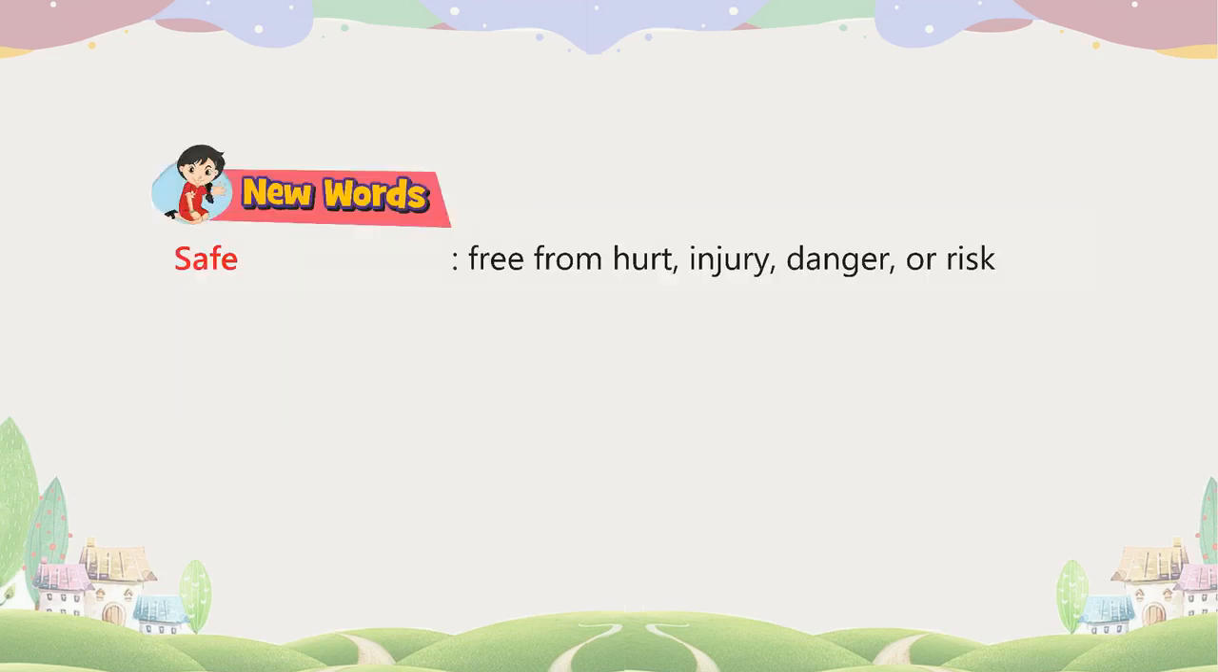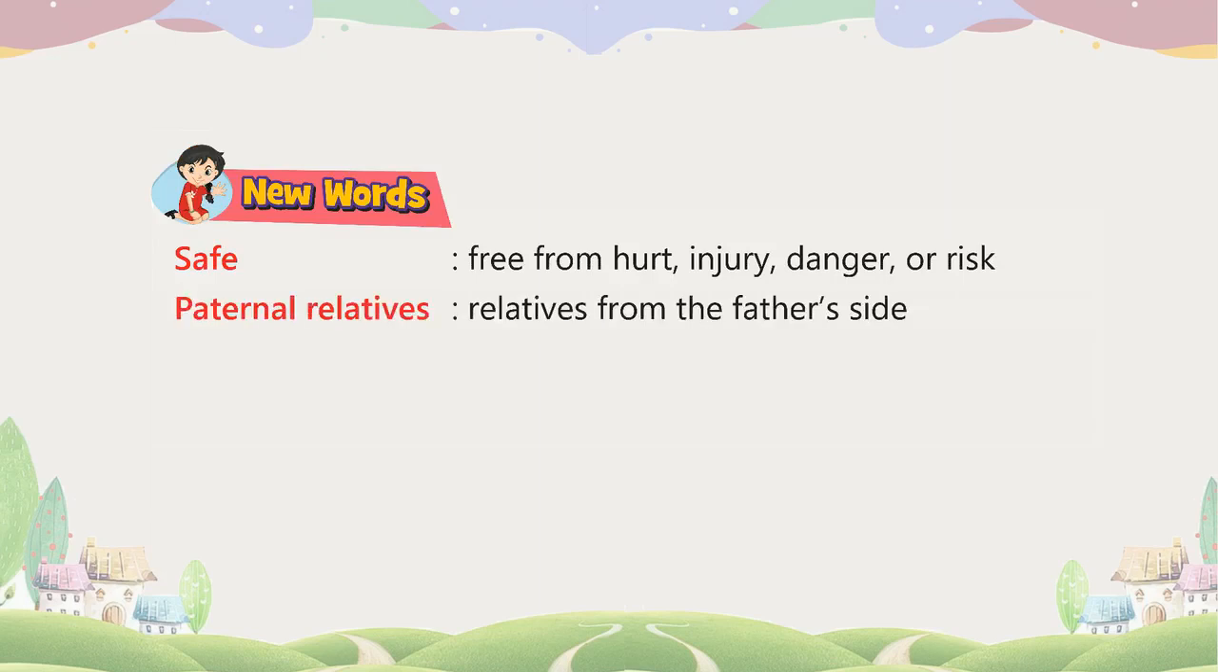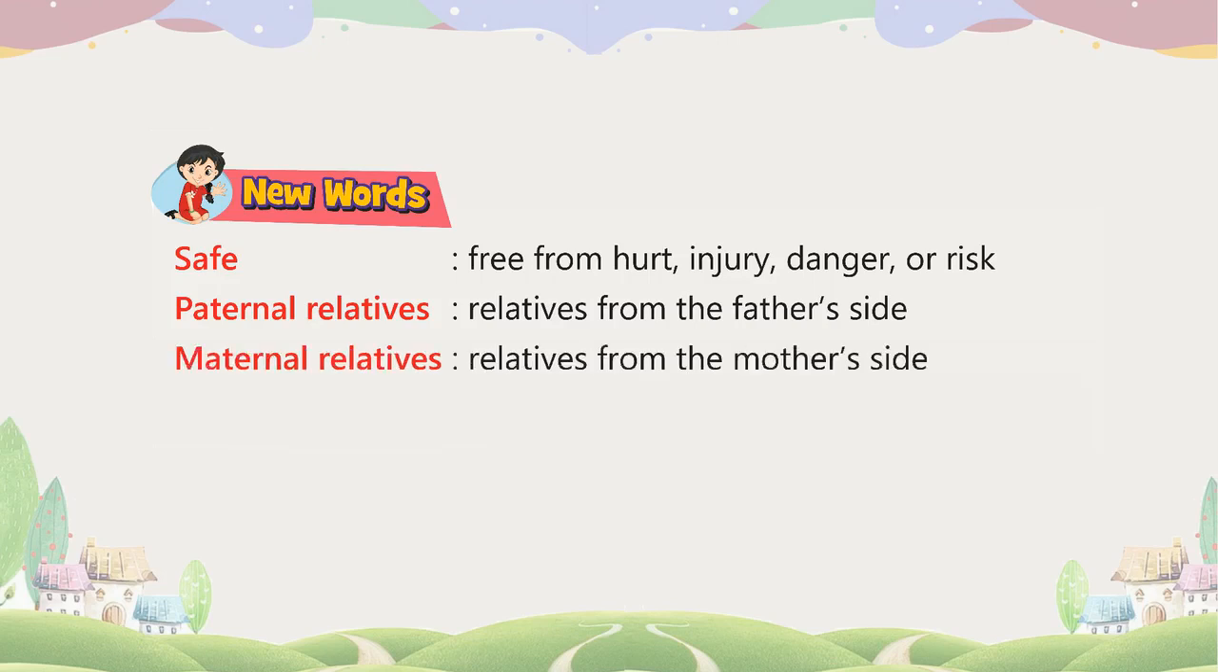New words. Safe: free from hurt, injury, danger, or risk. Paternal relatives: relatives from the father's side. Maternal relatives: relatives from the mother's side. Adult: a fully grown person.